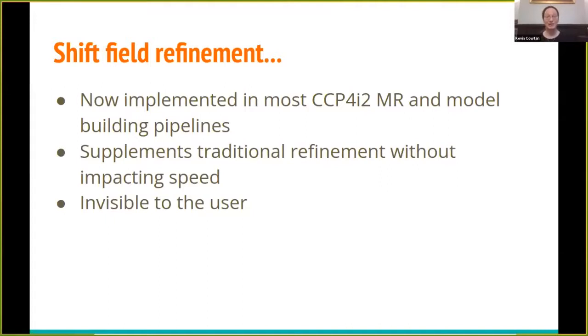It supplements a traditional refinement without impacting speed, and it's invisible to the user. So that does raise the question whether you need to know about it at all. I guess the reason for talking about it here is that you may have other applications for this kind of idea, which we might be able to help you with, or you may just be able to go and implement it yourself.